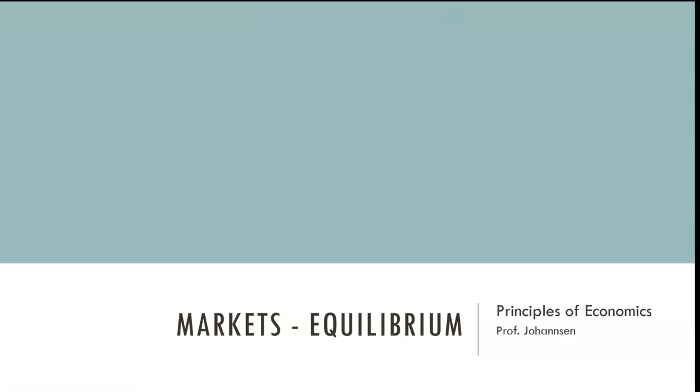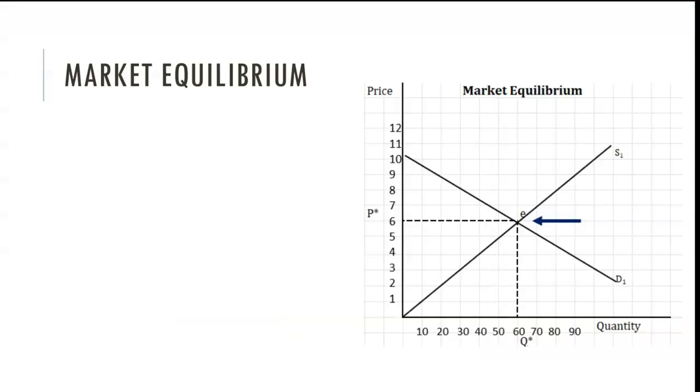In this video, we're going to be putting supply and demand together to find our market equilibrium. Market equilibrium is going to be a point in our market where buyers and sellers agree with each other. At a particular price and quantity, there's the same number of buyers as there are sellers.